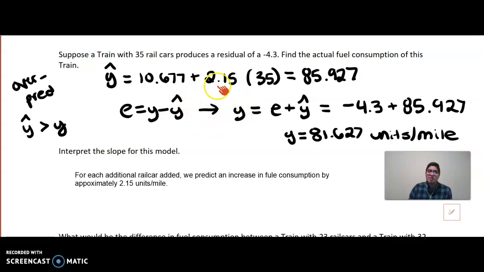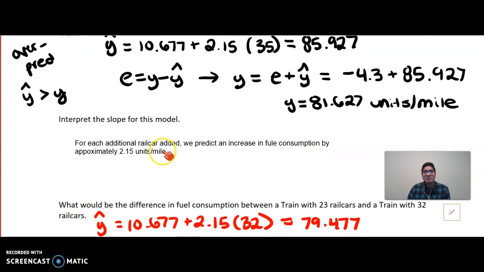Now, to interpret the slope of this model, this 2.15: for each additional rail car that is added, we predict an increase in fuel consumption by approximately 2.15 units per mile. So each time I add a rail car, fuel consumption should theoretically increase by about 2.15 units.